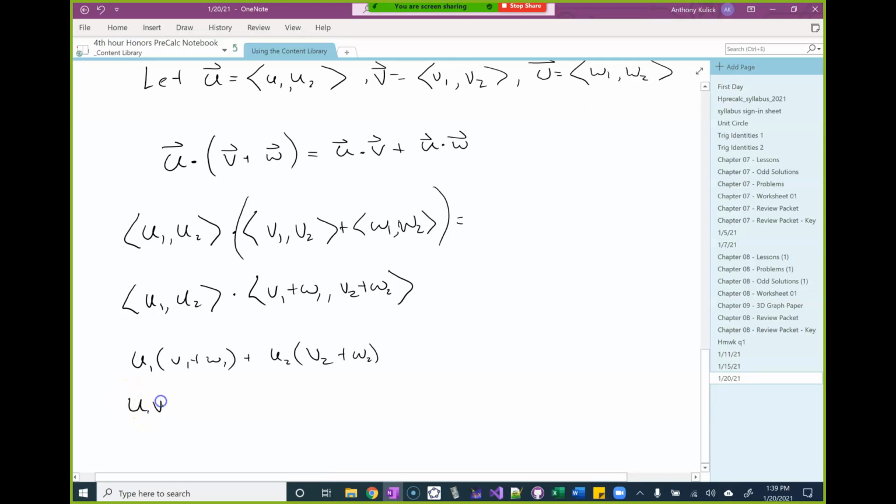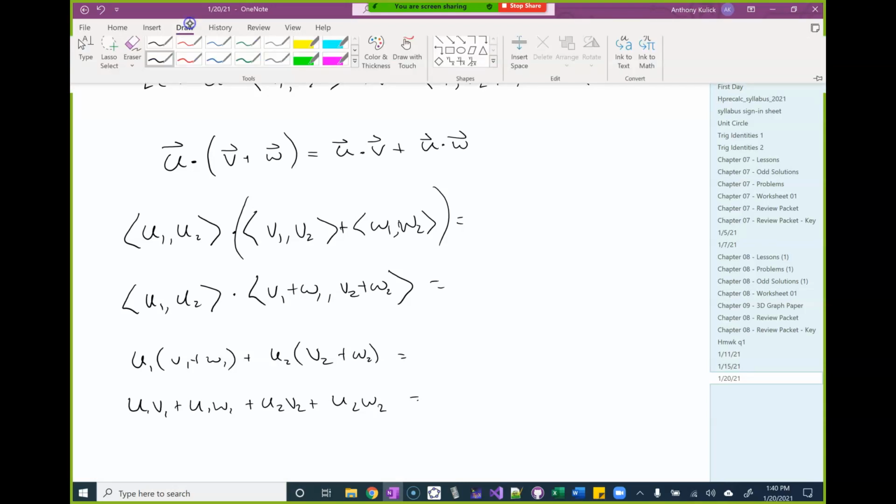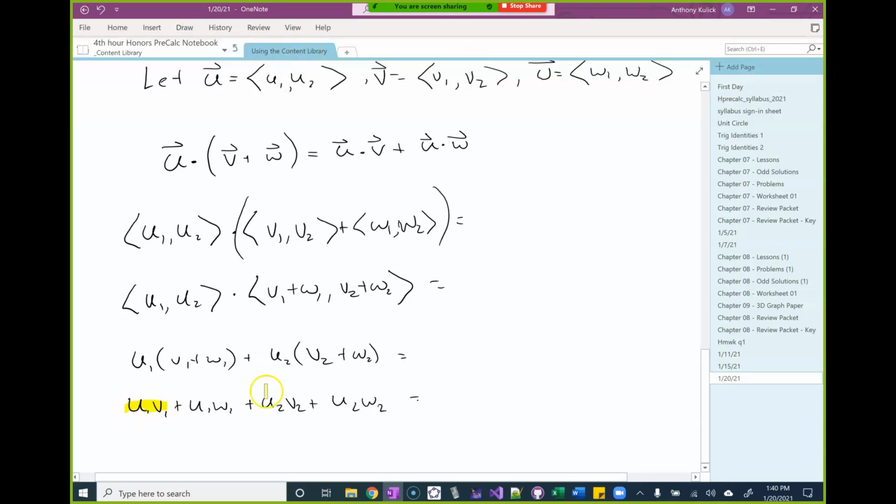So I'll distribute things through. So I have U1 V1 plus U1 W1 plus U2 V2 plus U2 W2. And I'm going to reorganize things now. So I want to get the V's together in one place, and I want to get the W's together. So I'm going to group them together that way.